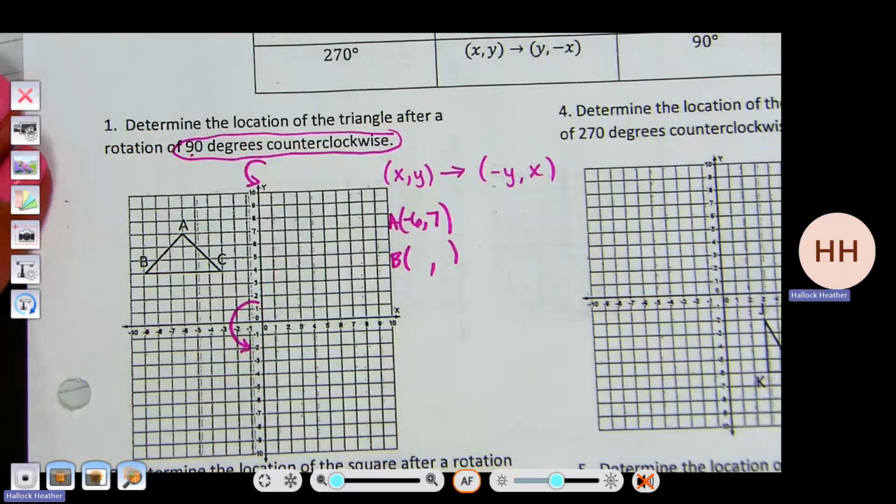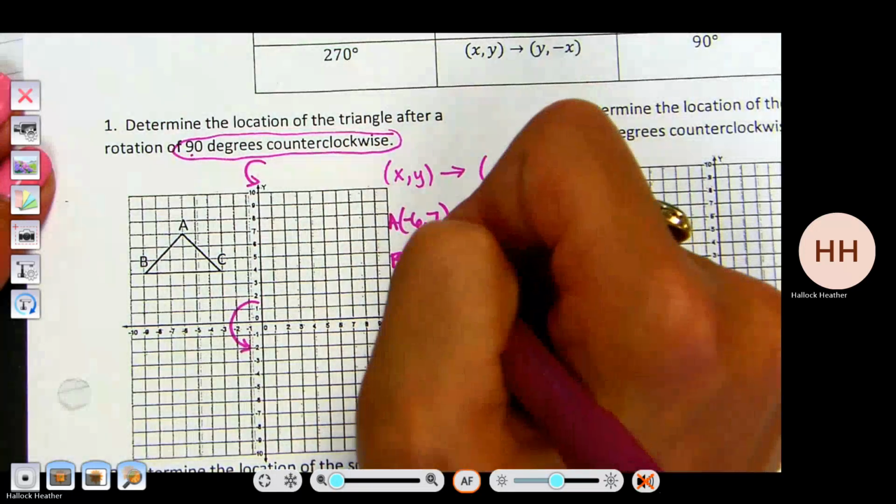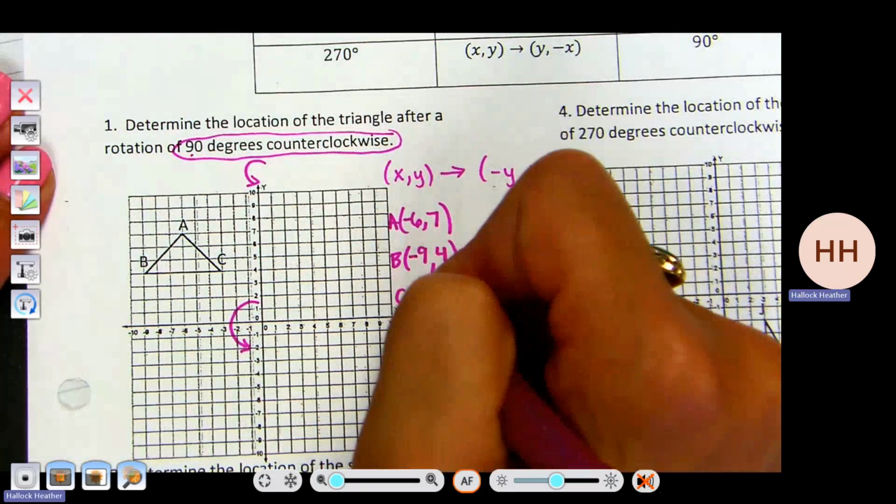-6, 7. Yeah, I know, right? For B, what's B's coordinate? Perfect. And then what's C's?